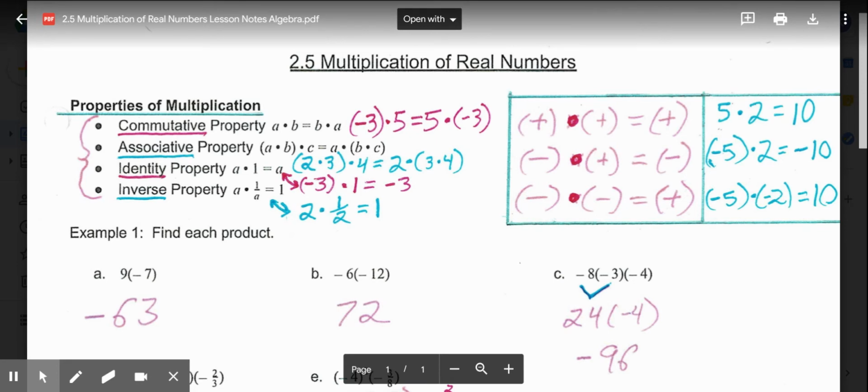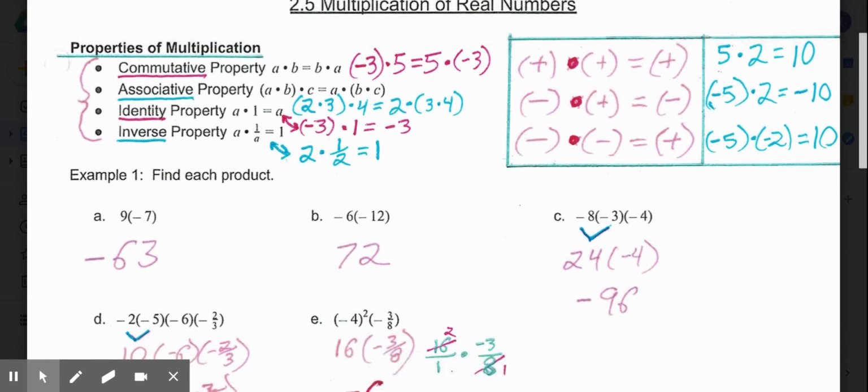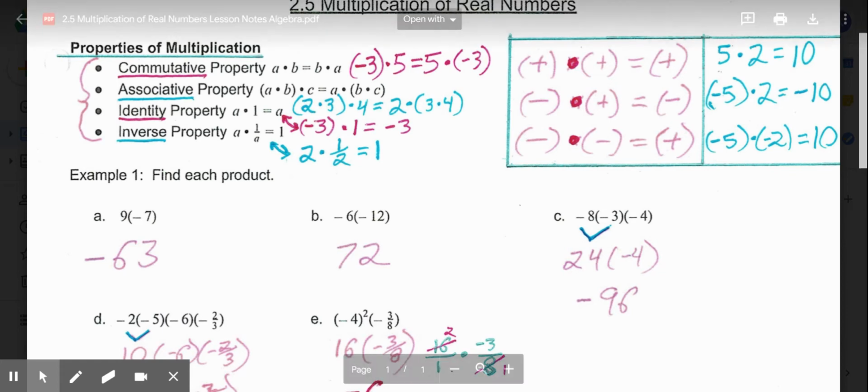So this representation is 9 multiplied by a negative 7. So a positive times a negative gives us a negative. 9 times 7 is 63. So a negative 63. In B, we have a negative 6 times a negative 12. Same signs. So two negatives give us a positive. 6 times 12 is 72.